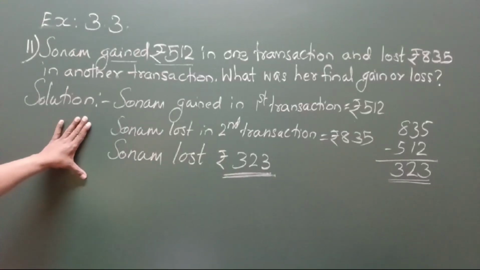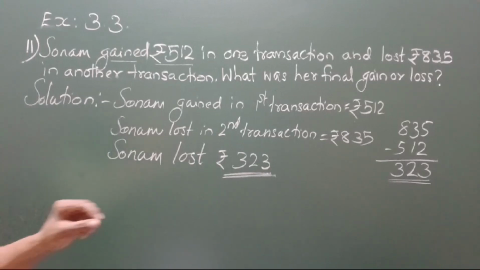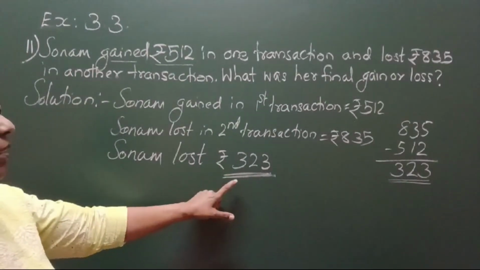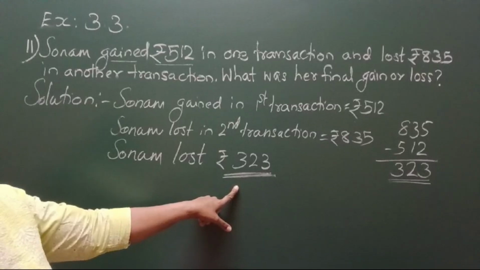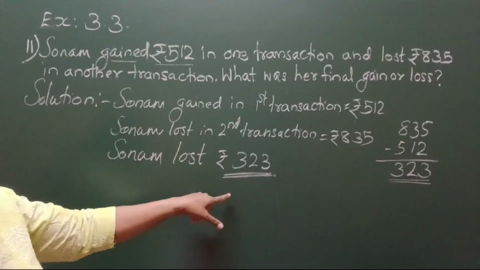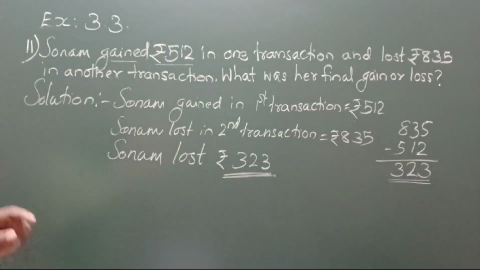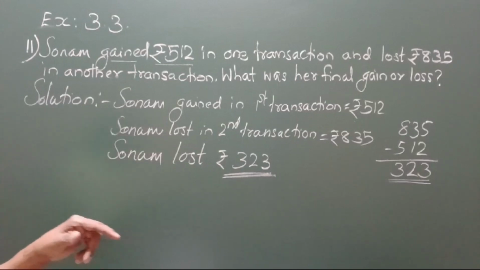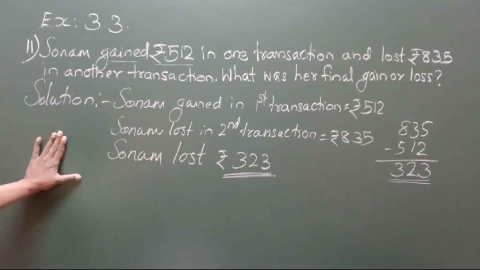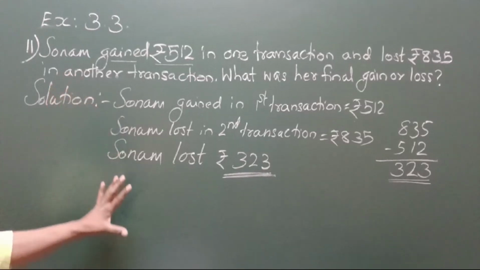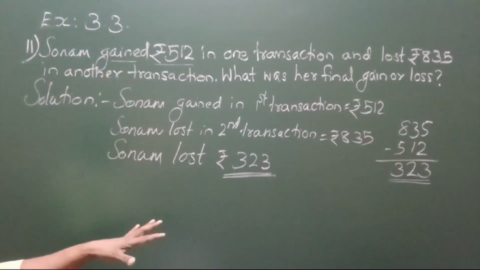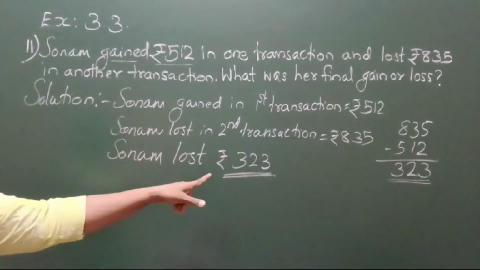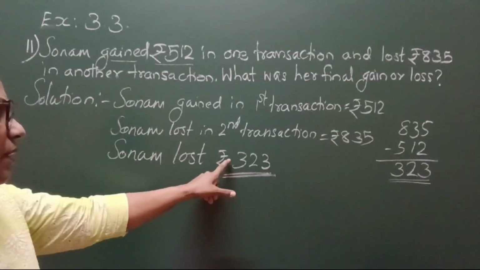Since this lesson is about integers, if you want you can show this amount with a negative sign. Why? Because it is a loss, and this lesson is about integers. So we have learned so far negative integers and positive integers. So if you want, you can show this in negative.